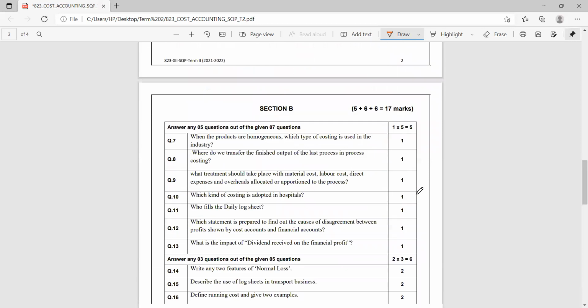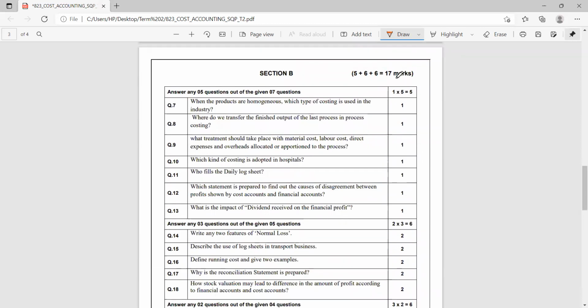Let us now move to section B. Now this section B is for 17 marks. And it has been divided as 5, 6, 6. 5 marks of 1 mark questions, 6 marks of 2 mark questions, and 6 marks of 3 mark questions. Let's see the paper to understand this in a better way.